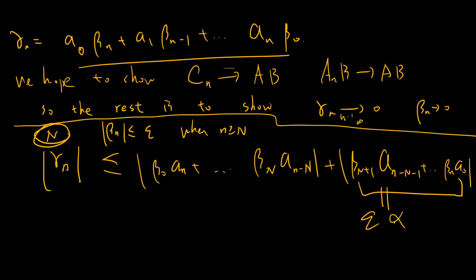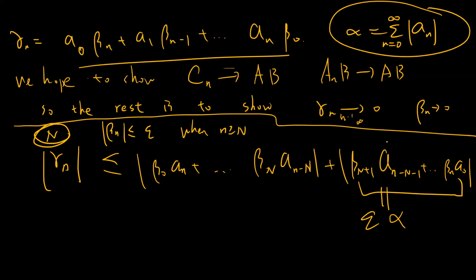So what is this alpha? Let's define alpha to be the summation of the absolute value of a n, n from 0 to infinity, because I assume that the a n is absolutely convergent, so this guy converges. So this is bounded by epsilon alpha. Okay, so that means we already bound this term. So we can fix N and let n go to infinity.